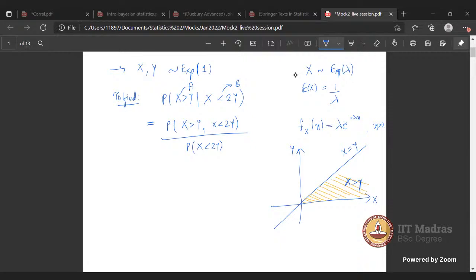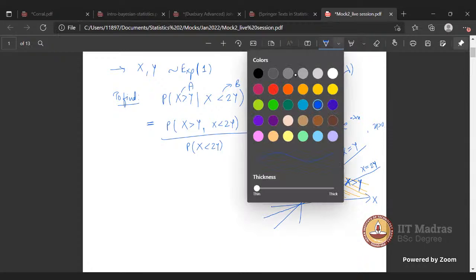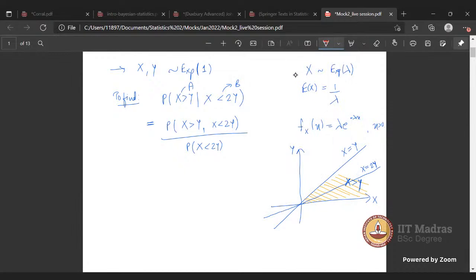Now the second event is x is less than 2y. So now we will plot x equals 2y. So x equals 2y is going to be this line. And we want x to be less than 2y, right? So let's take some different color. So 2y should be greater than x. So it will cover all this region above this line.